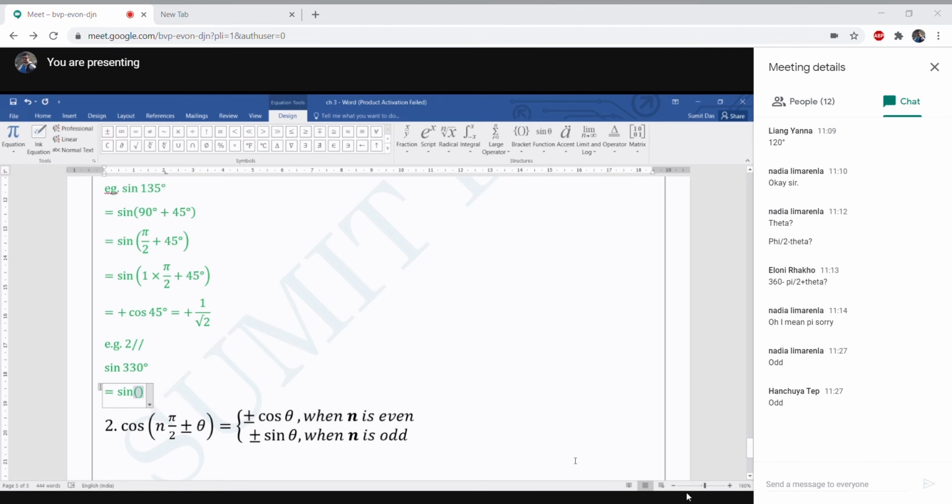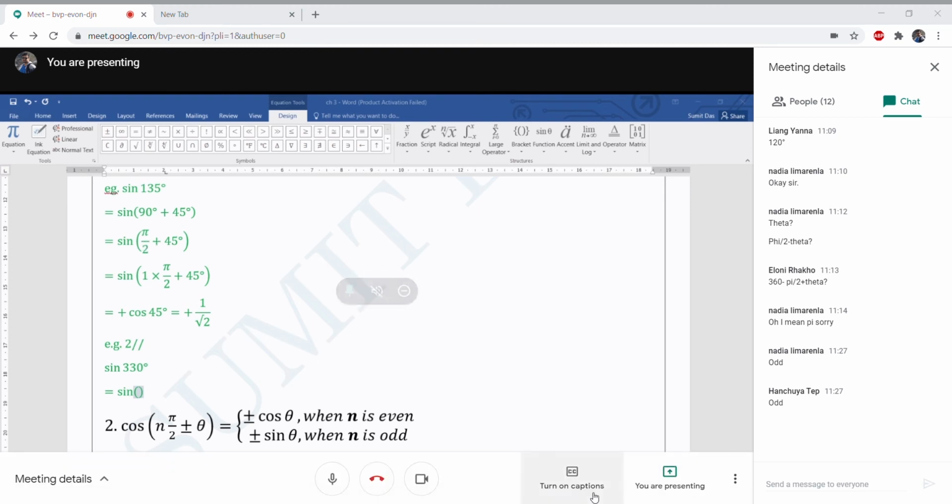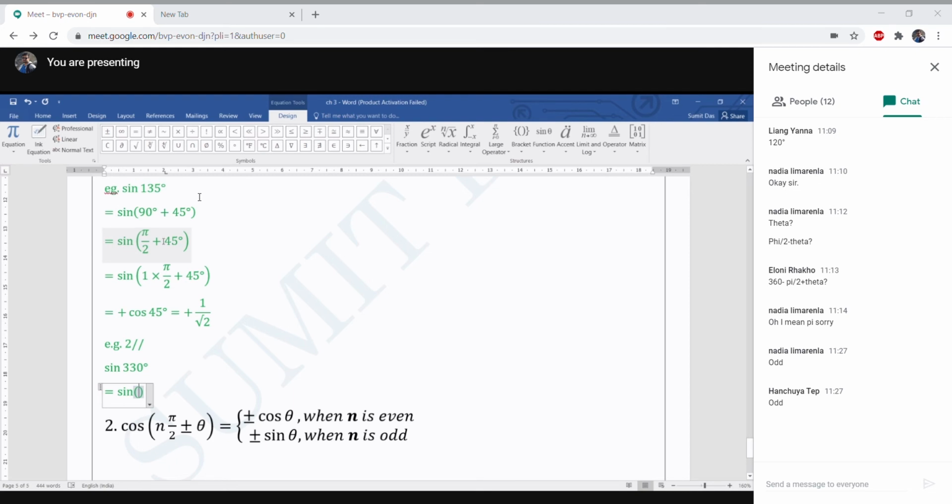How can we represent 330 with the nearest multiple of pi? Am I clear what I want? I'm asking you to write 330 degree in something like 90 plus 45. I mean, what is the nearest we can write? Let me know. I hope everyone can hear my voice. Yeah, correct, correct. 360. We can write this as 360 minus 30.